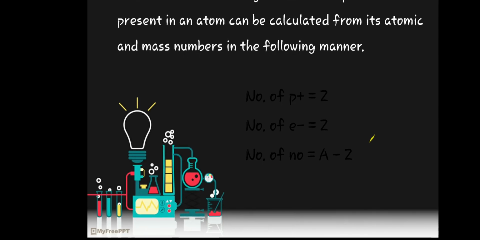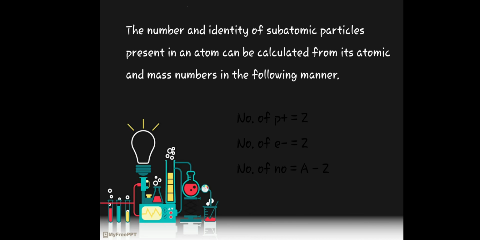So that is how you can get the subatomic particles of an element. Always remember that the number of protons is equivalent to the atomic number of an element, and the number of electrons is equivalent to the atomic number of the element again, and the number of neutrons is equal to the mass number of an element, subtracting the atomic number of an element. Okay, always remember that one.